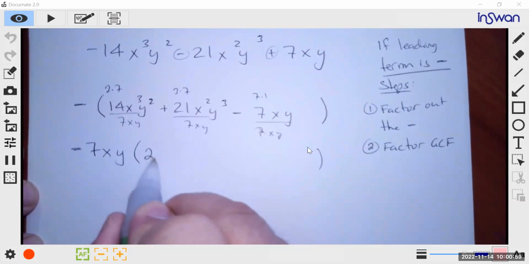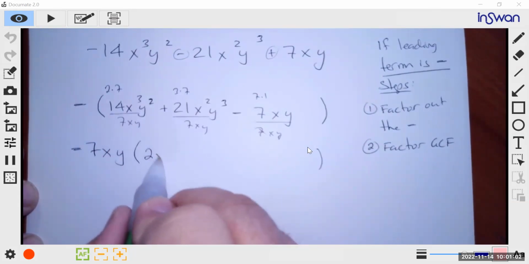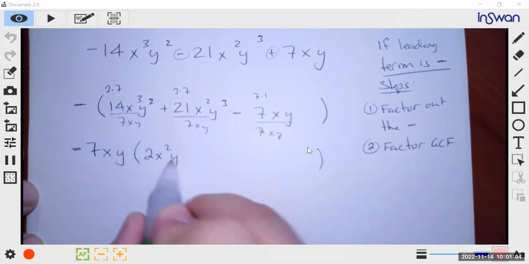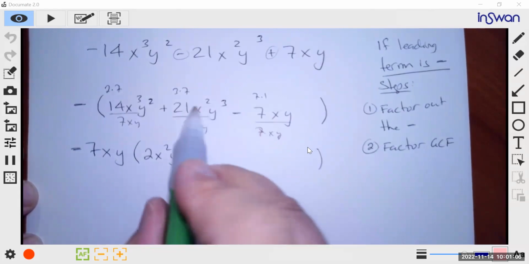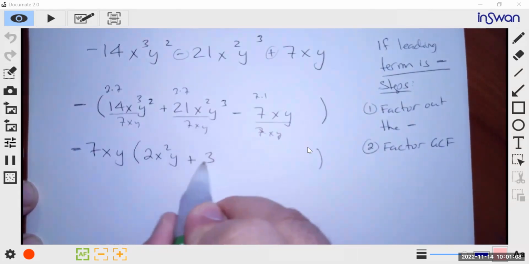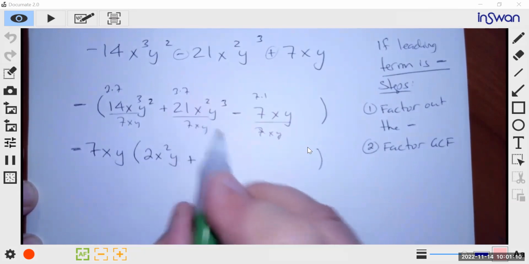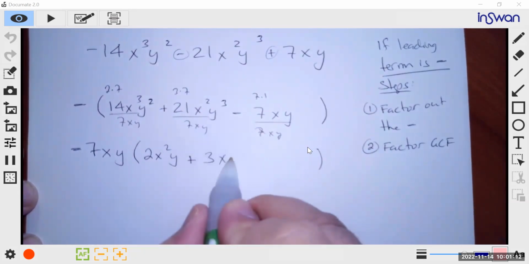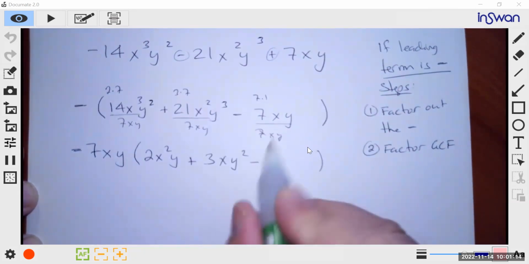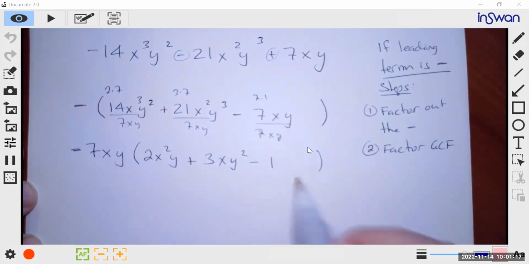14 divided by 7 is 2. 3 minus 1 is 2. 2 minus 1 is 1. 21 divided by 7 is 3. 2 minus 1 is 1. 3 minus 1 is 2. 7xy, those all cancel, so it's 1.